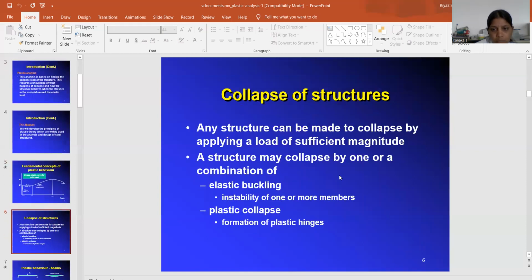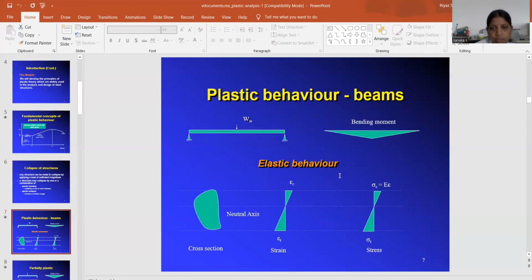Next is the collapse of the structures. Any structure can be made to collapse by applying a load of sufficient magnitude. The structure may collapse by a combination of elastic buckling, instability of one or more members, or plastic collapse through the formation of plastic hinges. This is the plastic behavior of a beam: a simply supported beam with a center point load, and this is the bending moment.